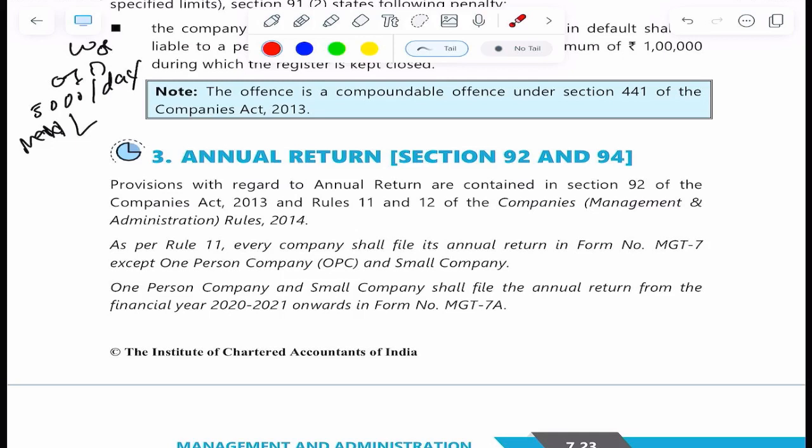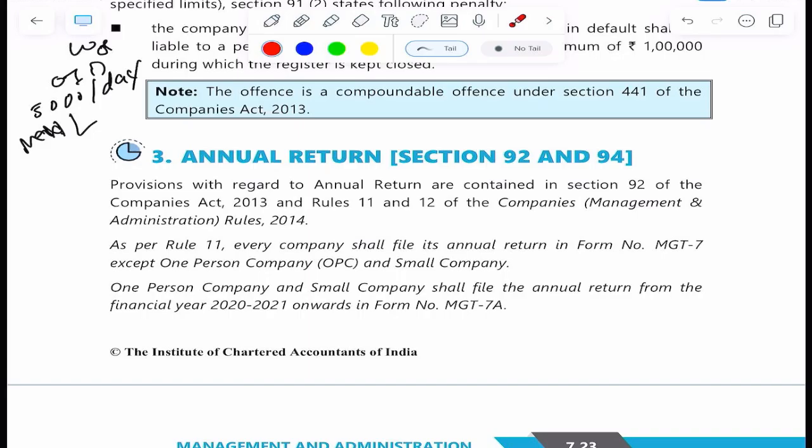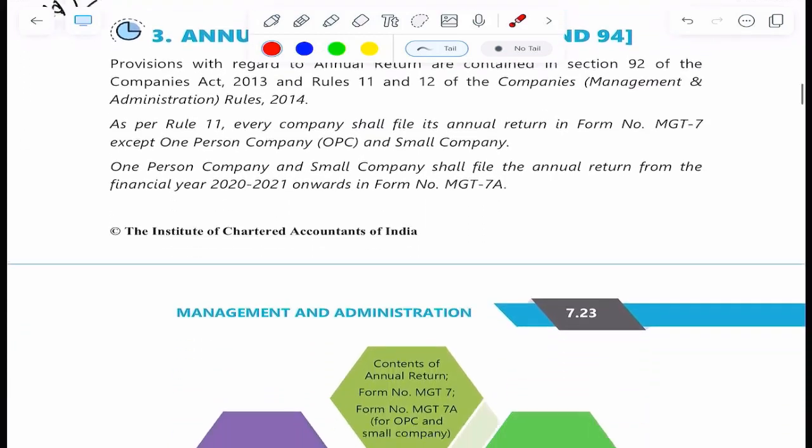एनुअल रिटर्न याद है, सबसे इम्पोर्टेंट कॉन्सेप्ट है। Annual return, section 92 and 94. Provisions with regard to annual returns are contained in section 92 of the Companies Act 2013 and rules 11 and 12 of the Companies Management and Administration Rules 2014. As per Rule 11, every company shall file its annual return in form number MGT7 except one person company and small company. वो किसमें फाइल करेगा? OPC and small companies shall file a return from the financial year 2021 onwards in form number MGT 7A.